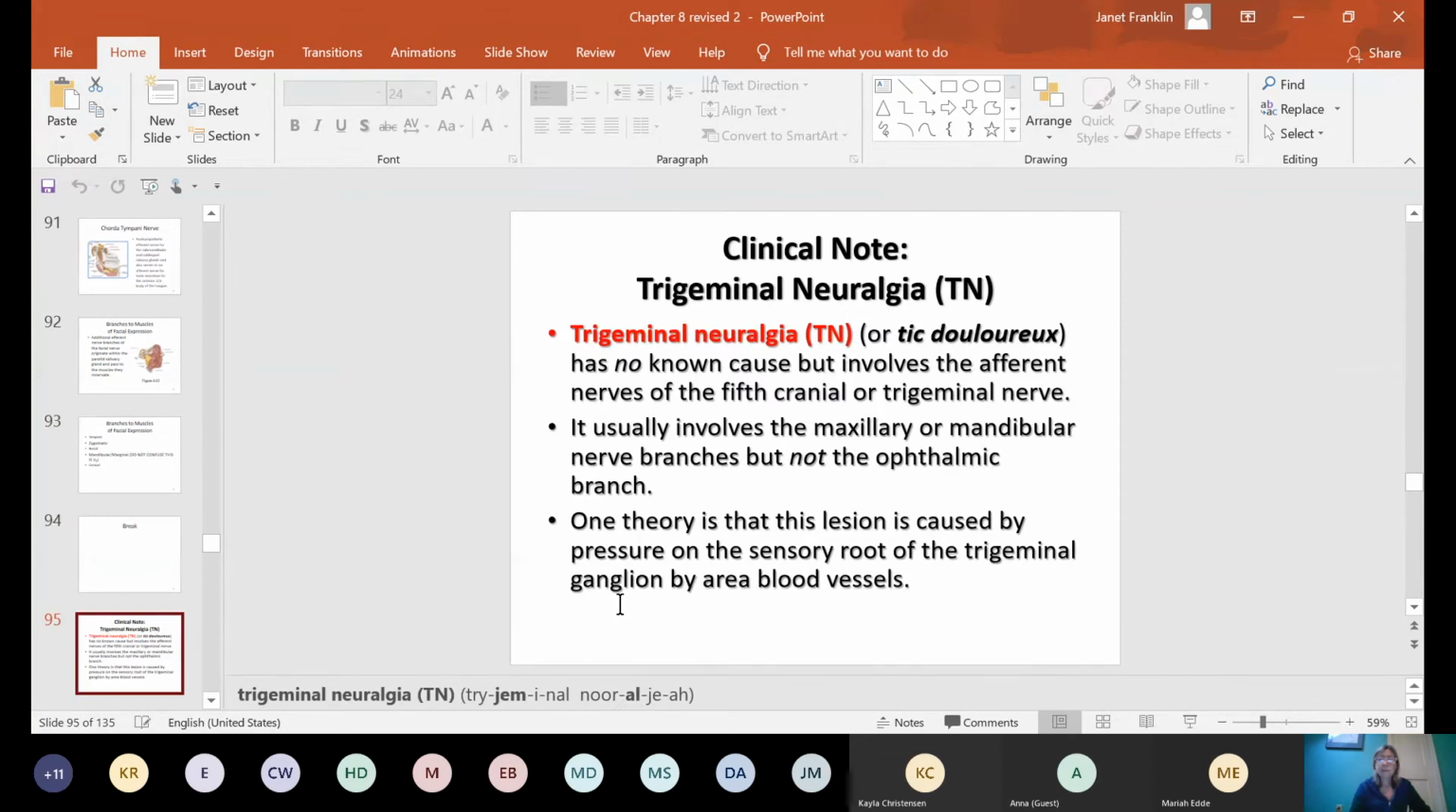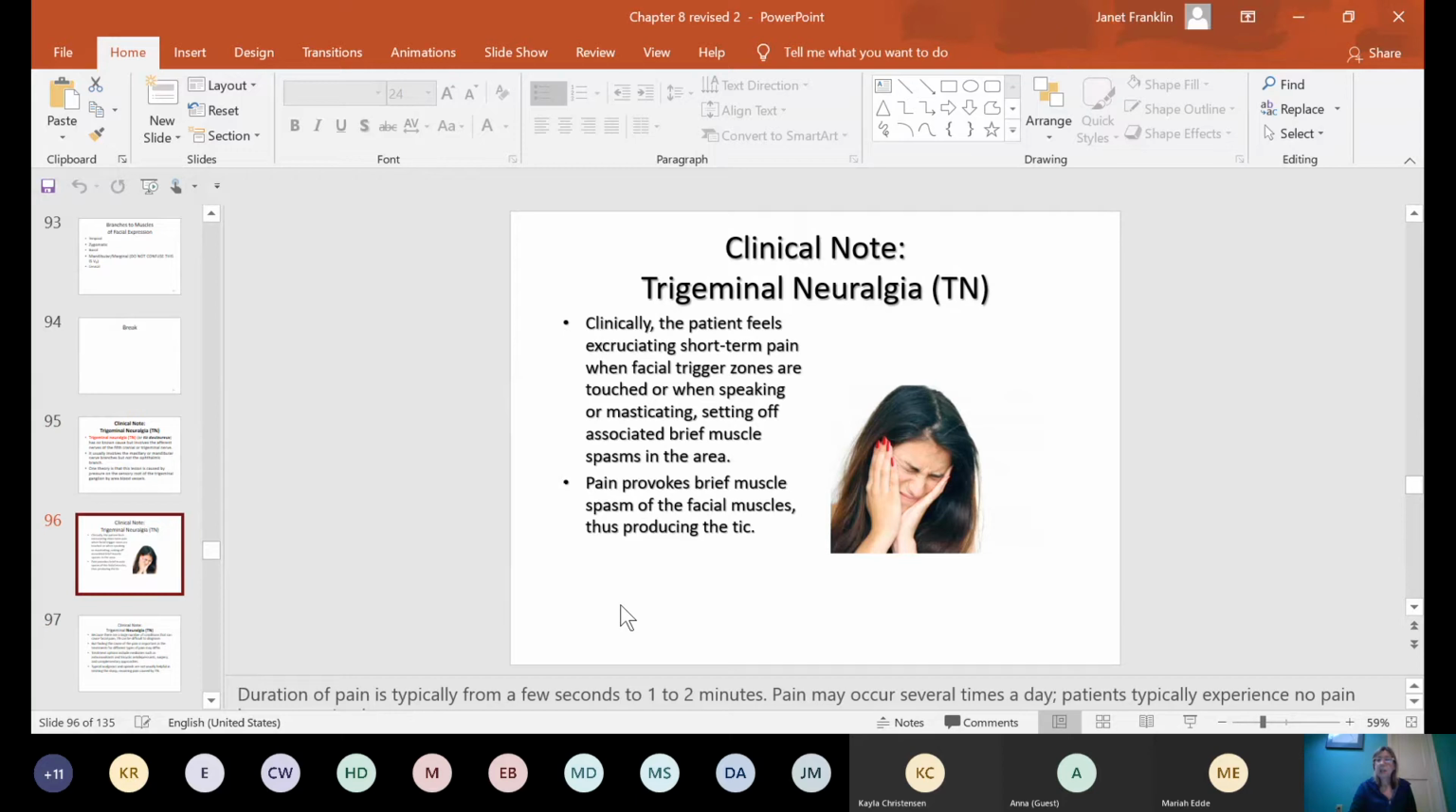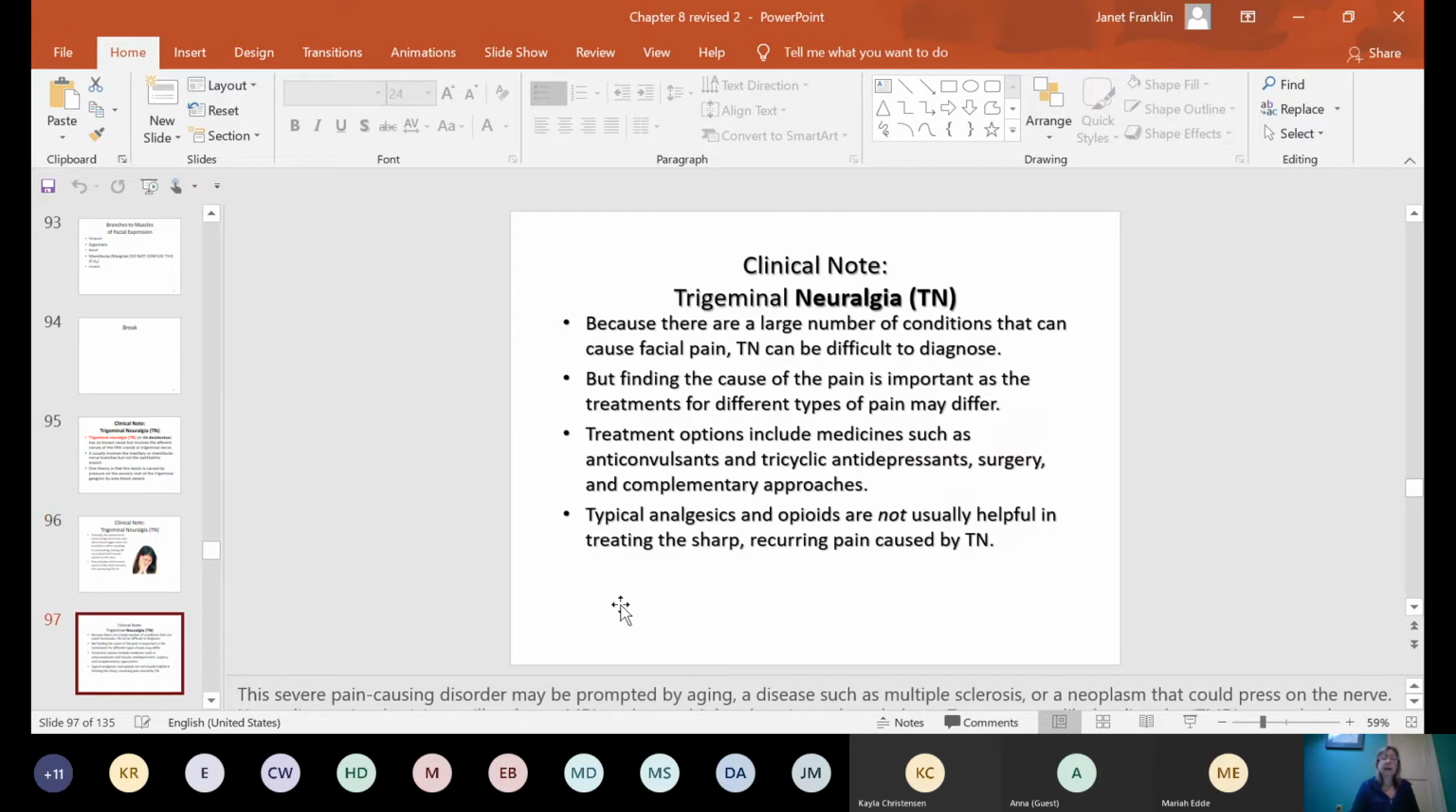As far as why some of these are important, trigeminal neuralgia is something that you will hear patients have. It involves the maxillary or mandibular nerve branches of the teeth. It causes pain. You'll have patients that have trigeminal neuralgia, so they get facial pain when they speak or chew, and they get muscle spasms and things like that. It's not real common, but it's not uncommon either. And so you can read a little bit about trigeminal neuralgia.